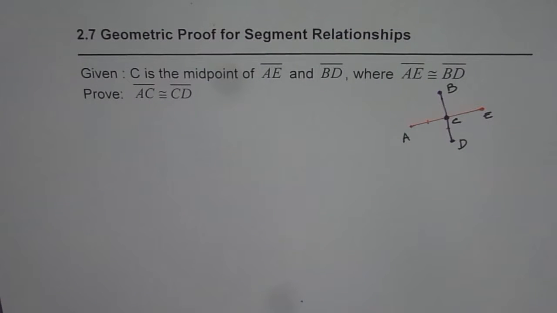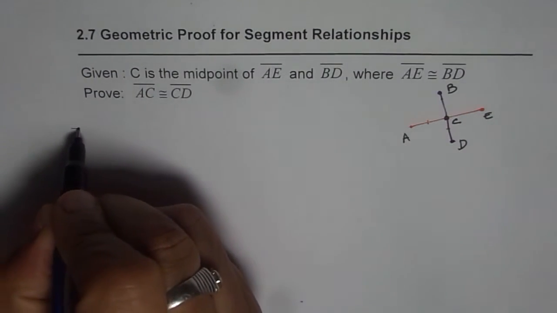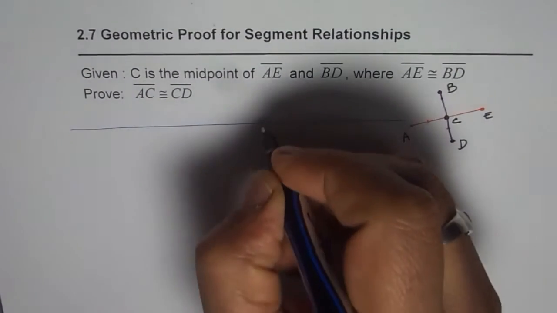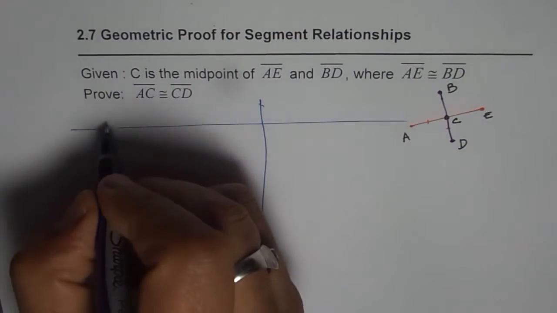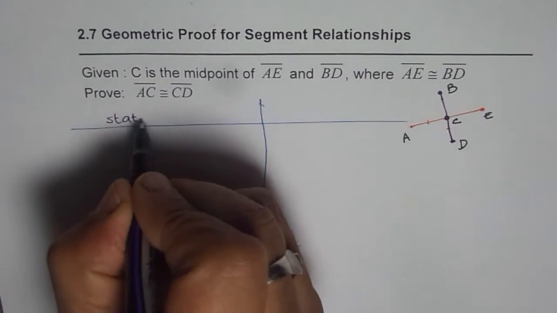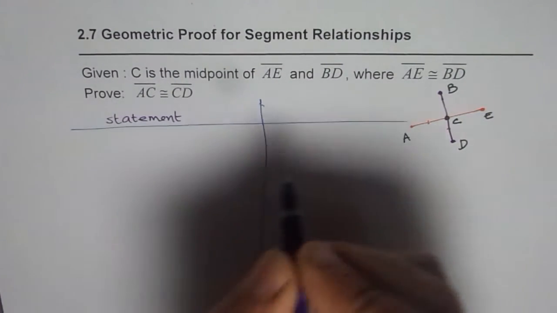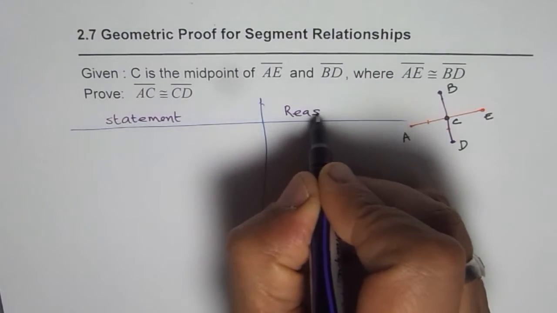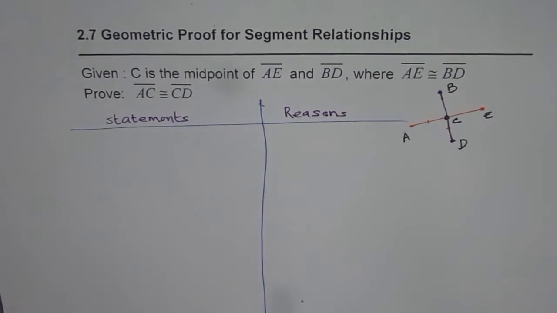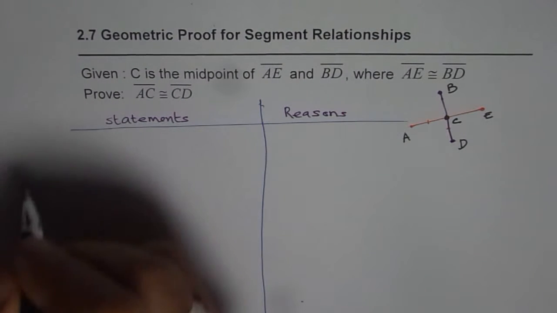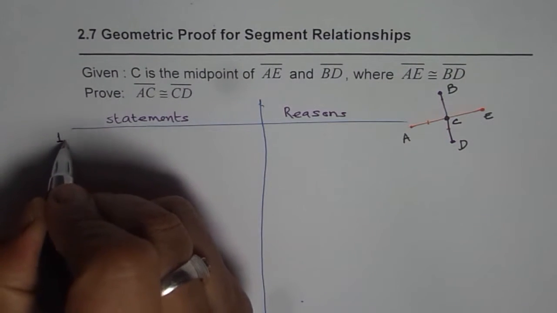So whenever we have geometric proofs, we should always adopt a two-column proof. That is a formal method where we have two columns. Let's say these are the two columns. We'll write statements on one side, normally the left side, and reasons on the other. Let's begin with writing what is given to us, and that normally should be the first statement.